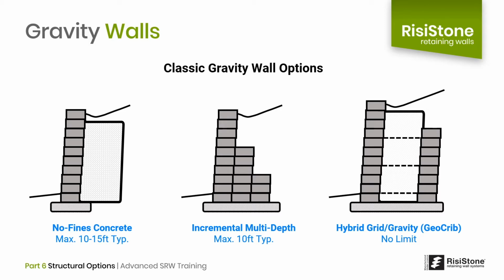More recently, Risi Stone has included 3 additional gravity structures as potential design options. The first is a type of gravity wall that is created with a block facing, then backfilled with a permeable concrete mixture known as no-fines concrete. I explain this more in the next few slides, but basically we create a composite gravity mass by turning the drainage layer that is typically present behind a gravity wall into part of the gravity structure.